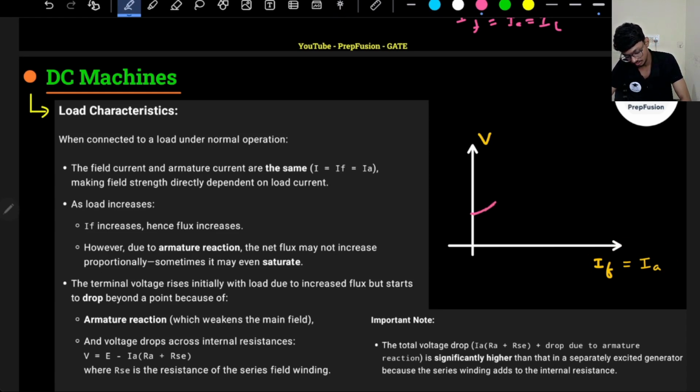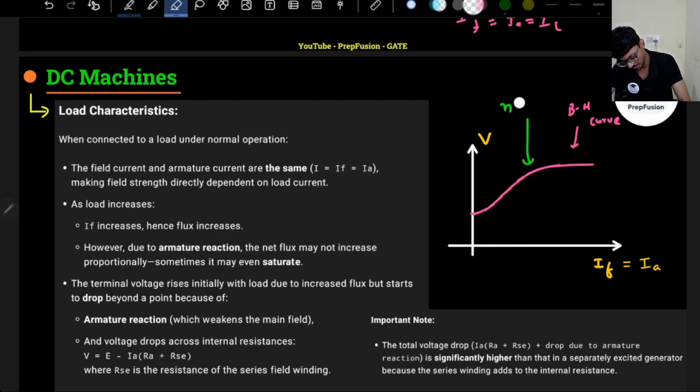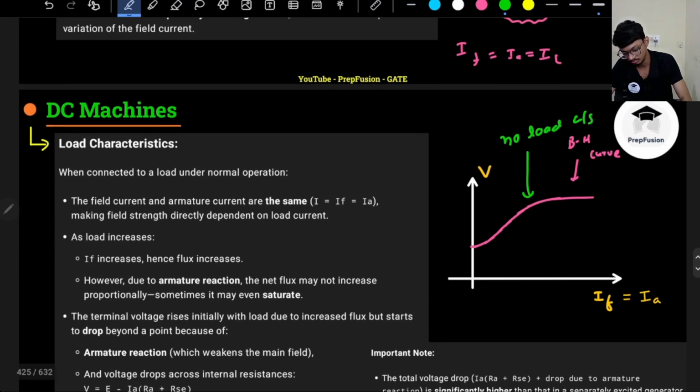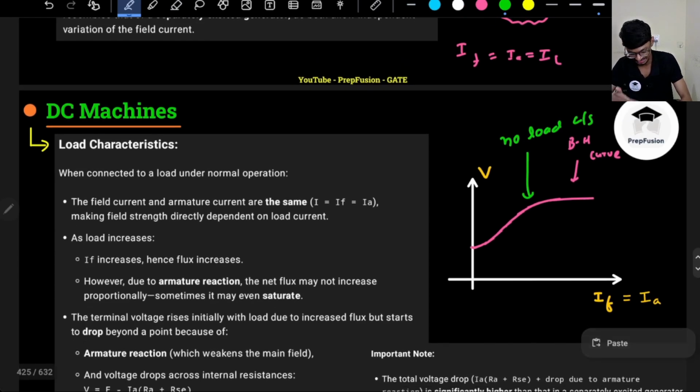Hence the voltage also will increase, so it will just follow the magnetization curve. That's it. So this is just following the BH curve. Now, this also can be called the no load characteristics. Both ways you can do it: either you can use it as separately excited, or this is the same. This characteristic is the same as the separately excited machine only.